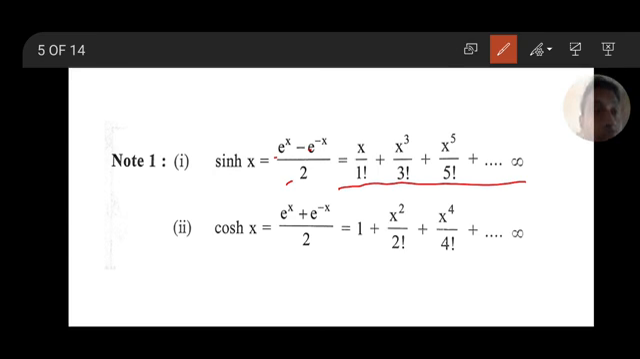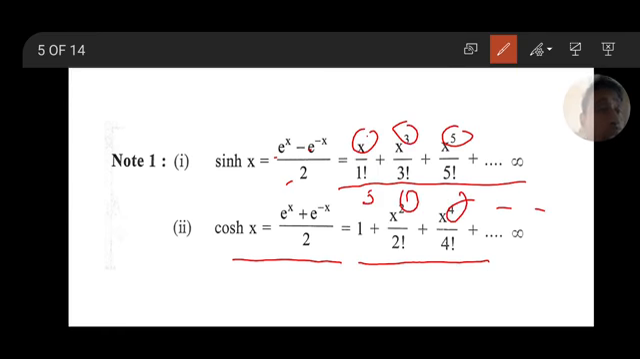Next, cosh x equals e to the power of x plus e to the power of minus x by 2, equal to 1 plus x square by 2 factorial plus x to the power of 4 by 4 factorial plus and so on up to infinity. In sinh x, the only powers are odd powers 1, 3, 5. Here, the powers are 0, 2, 4, 6 like this.